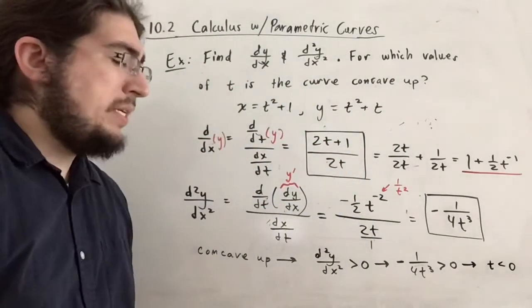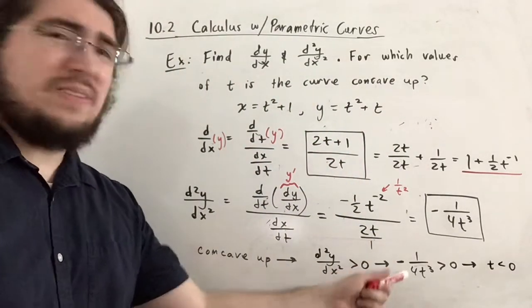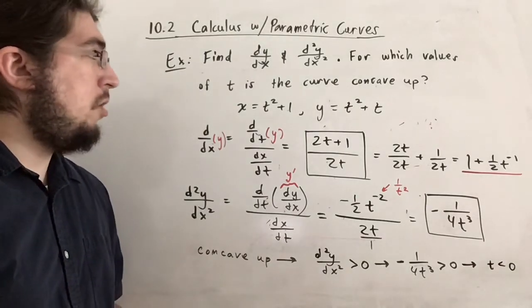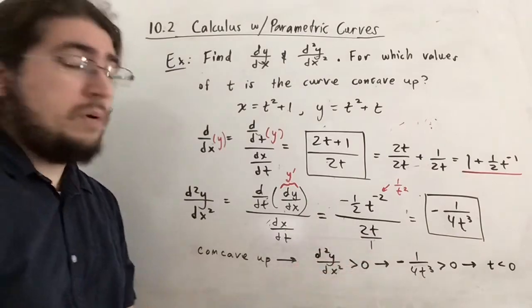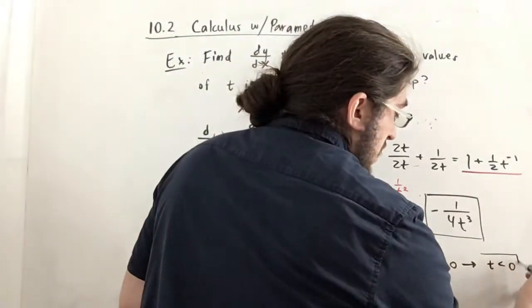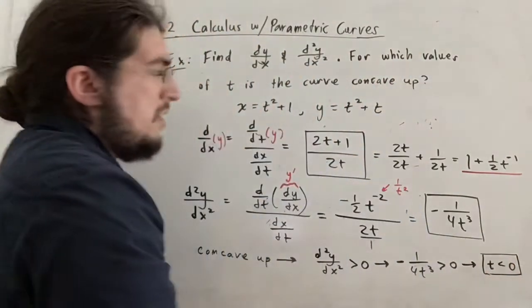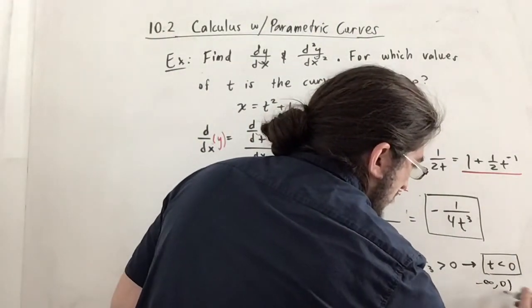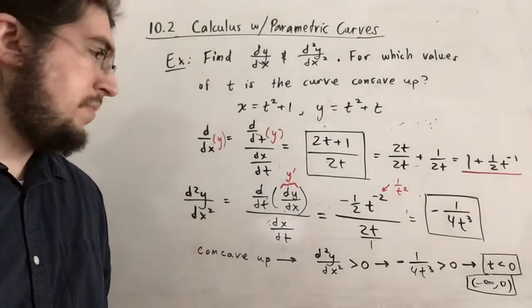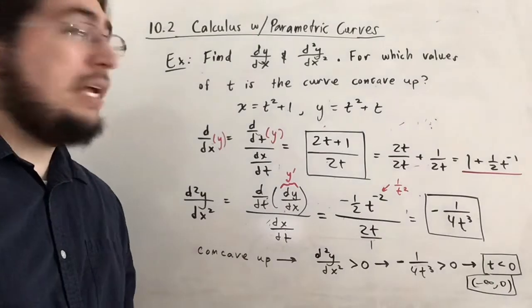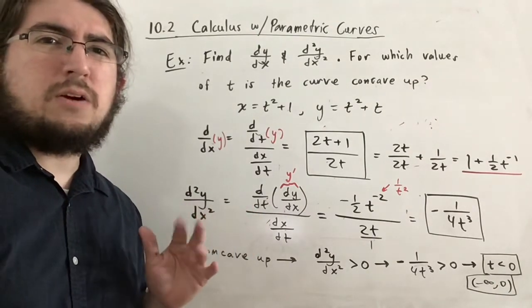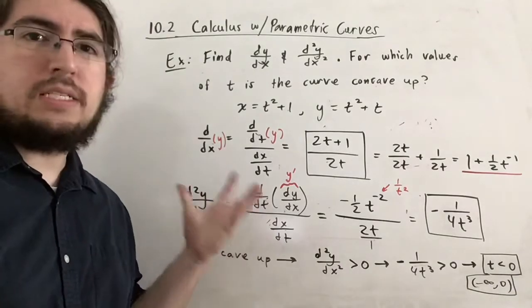And notice t can't be 0, because when t is 0, you'd have a 0 denominator here, and the second derivative wouldn't exist. So when is the curve concave up? It's concave up when t is less than 0. Specifically, they asked for which values, so if you want to write this in interval notation, you can say negative infinity to 0. But whatever works. That was it for this example, and I want to do one more that will get a little crazier. So let's do one more on this topic.